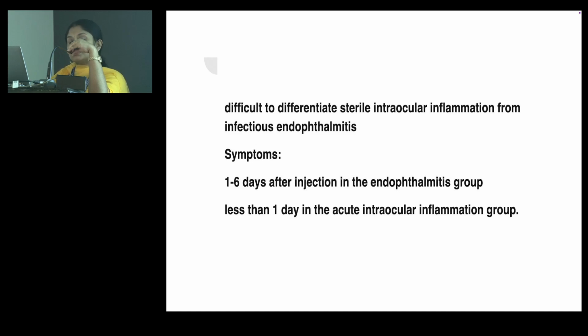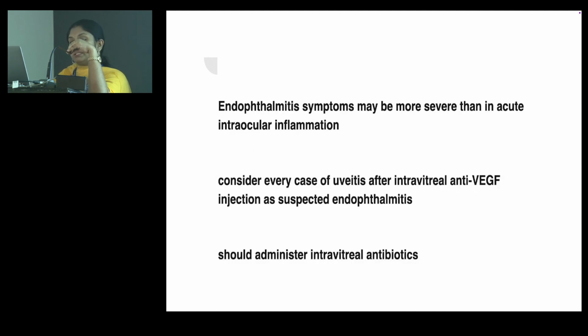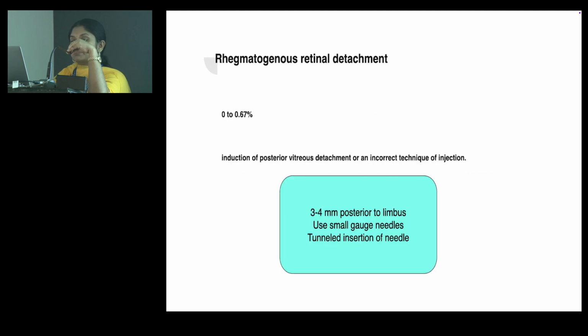How we can differentiate is usually in endophthalmitis, the symptoms may develop 1 to 6 days after the injection, whereas in the intraocular inflammation group, it is more early, in less than 1 day. Endophthalmitis symptoms may be more severe than in acute intraocular inflammation, and you should consider every intraocular inflammation or uveitis as suspected endophthalmitis, and we should follow up the patient like that only. And if needed, we should administer intravitreal antibiotics.